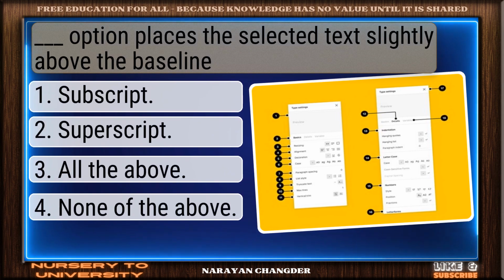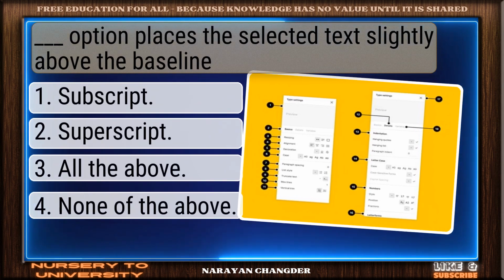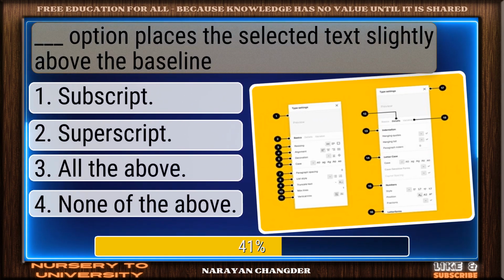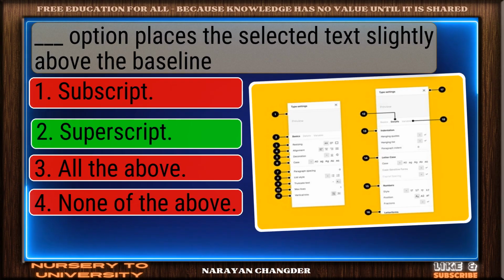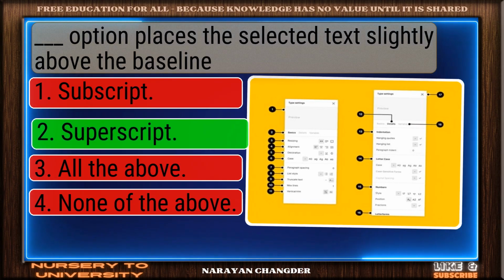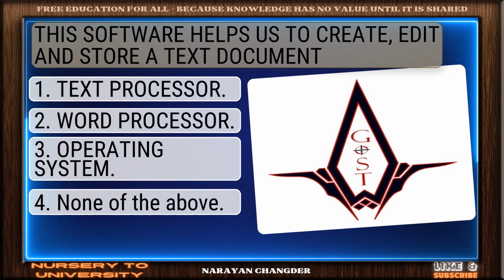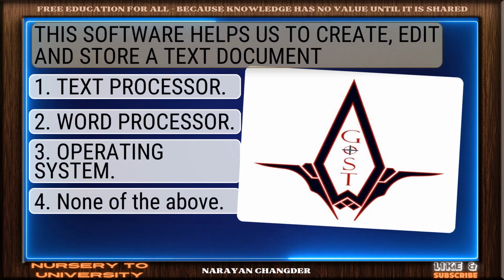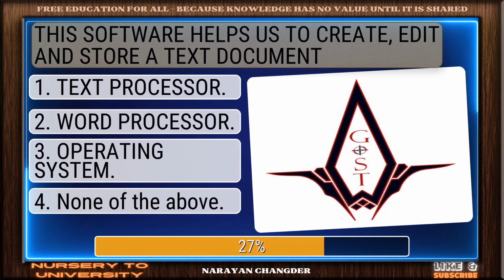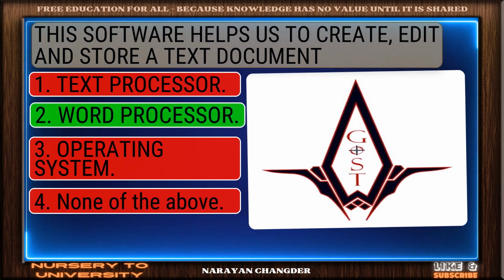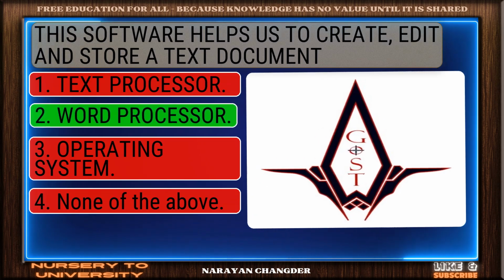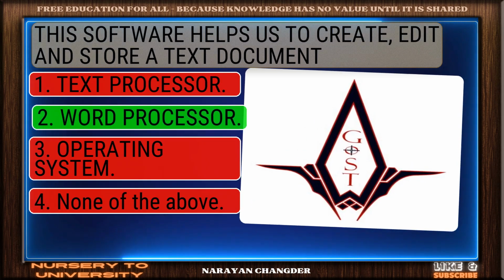Dash option places the selected text slightly above the baseline. Well reasoned. Superscript is the correct choice. This software helps us to create, edit and store a text document. You chose word processor, and it is correct.